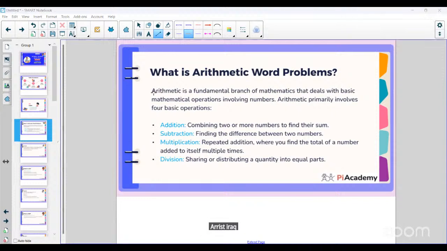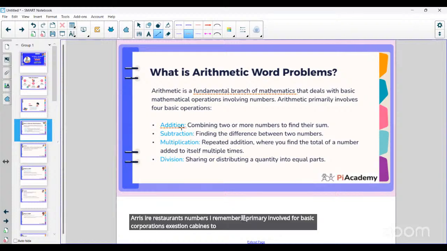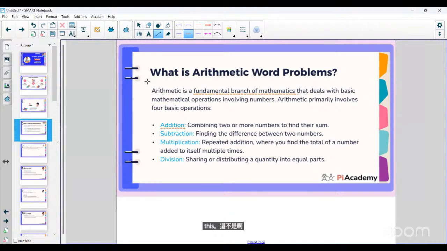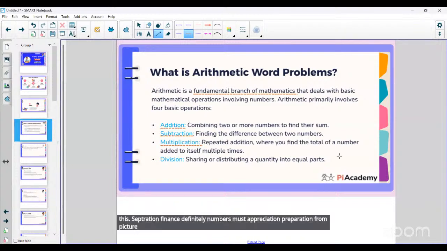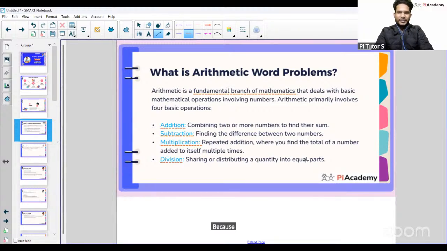Arithmetic is a fundamental branch of mathematics that deals with basic mathematical operations involving numbers. Arithmetic primarily involves four basic operations: addition, combining two or more numbers to find their sum; subtraction, finding the difference between two numbers; multiplication, repeated addition, where you find the total of a number added to itself multiple times; and division, sharing or distributing a quantity into equal parts. Equal parts. Very good.